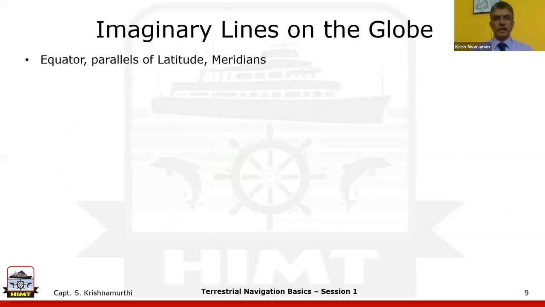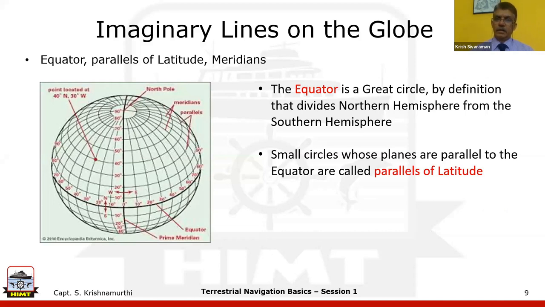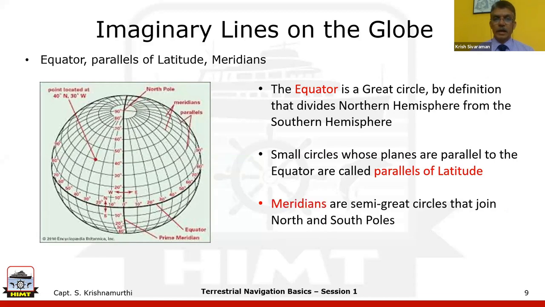That brings us to some more imaginary lines on the globe. Straightforward, isn't it? Now we know what the equator is. It's a great circle that is perpendicular to the axis of rotation. Fine. Small circles that run parallel to the equator are known as parallels of latitude. And meridians are lines drawn from North Pole to South Pole. They are semi-great circles. And if you notice, they all cut the equator at right angles. They are perpendicular to the equator, correct. And in fact, they are perpendicular to all the parallels of latitude also.